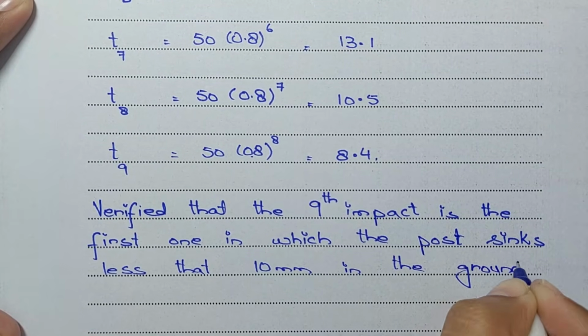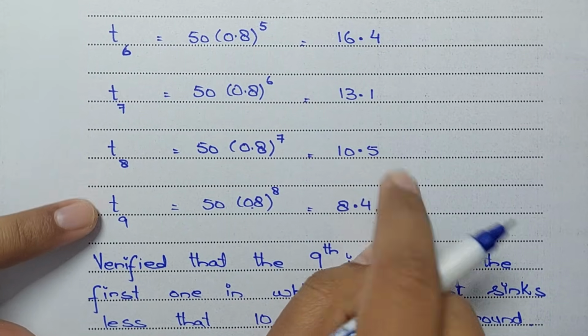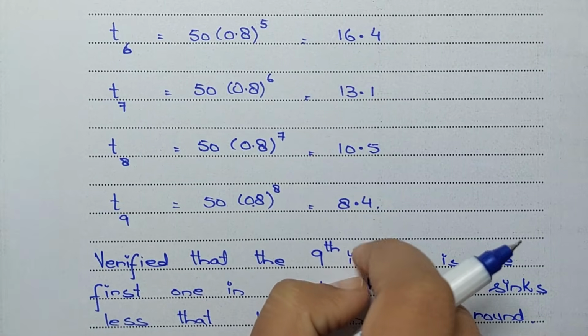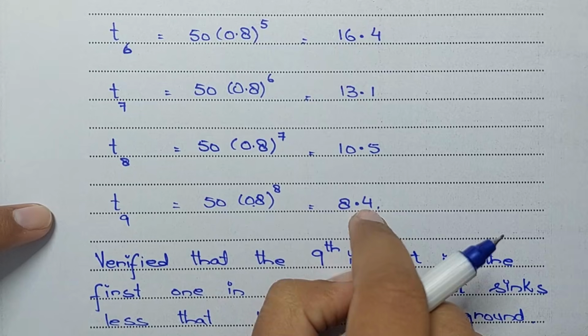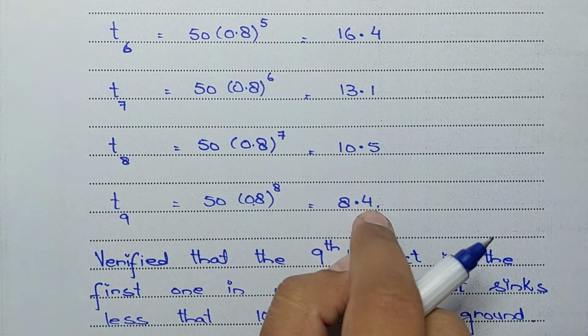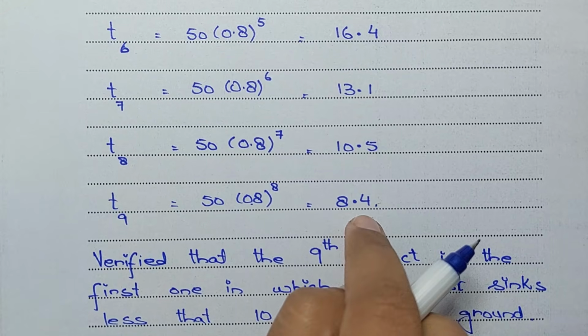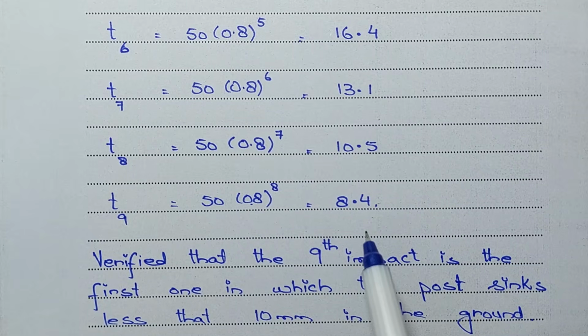This is the first post because for the eighth impact it is more than 10, and the ninth impact is the first one which is less than. Now the 10th impact is also less than 10 millimeter, but we need to find out which impact, which term, gives the first depth that is less than 10 millimeter.